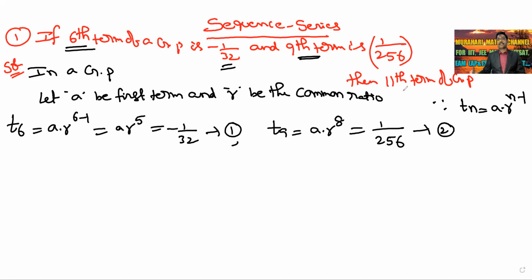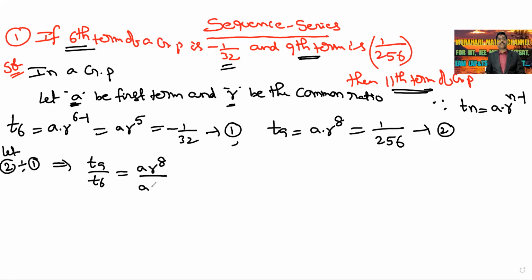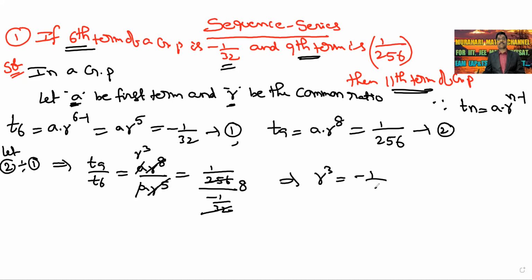First, our target is the 11th term. First we have to find the common ratio and the first term. So let us divide equation 2 by equation 1. Now we get T9 by T6 is equal to A into R to the power 8 by A into R to the power 5, is equal to 1 by 256 divided by minus 1 by 32. A gets cancelled, R to the power 5 gets cancelled, R cube. 32 1s are 32, 32 8s are 256, so they get cancelled. It is going to be R cube is equal to minus 1 by 8.